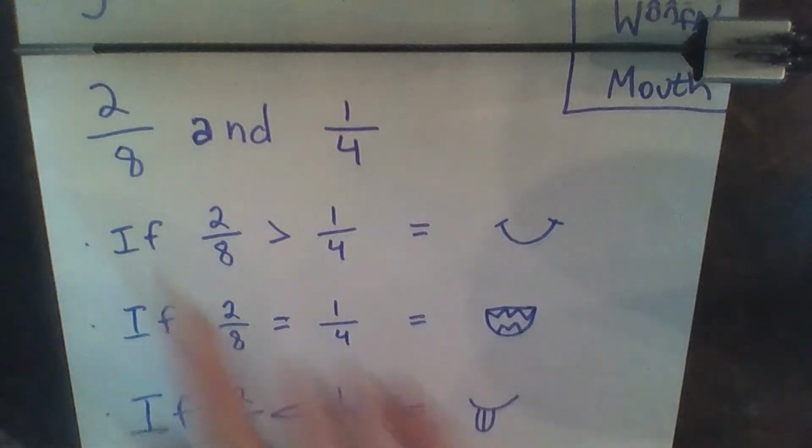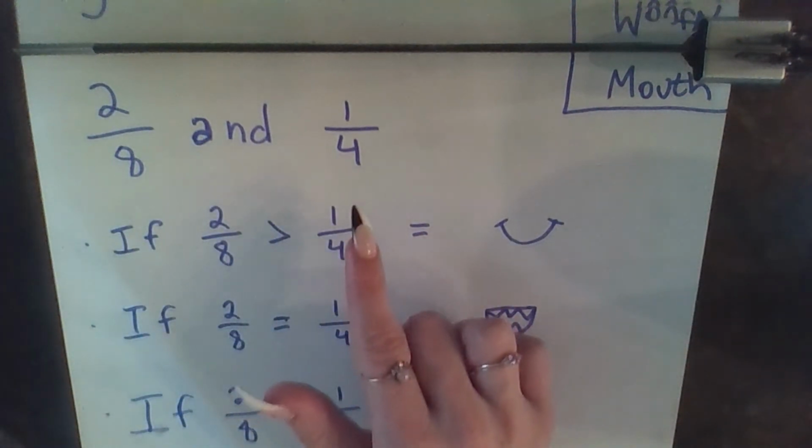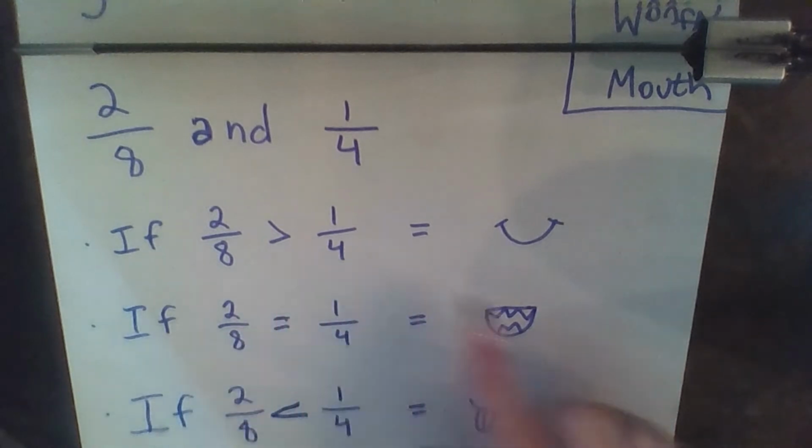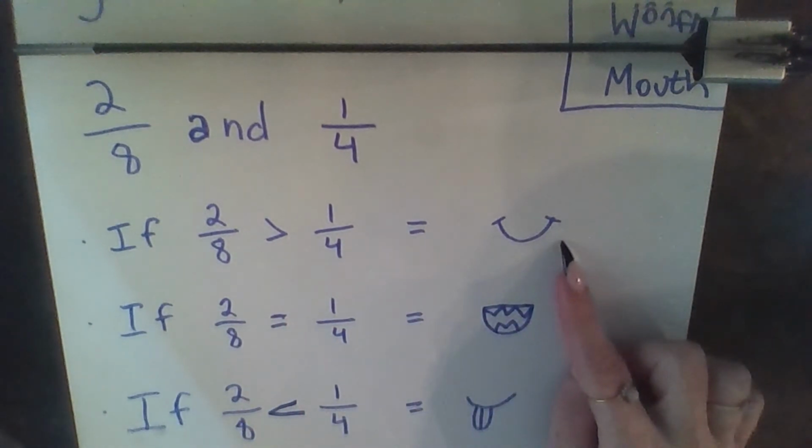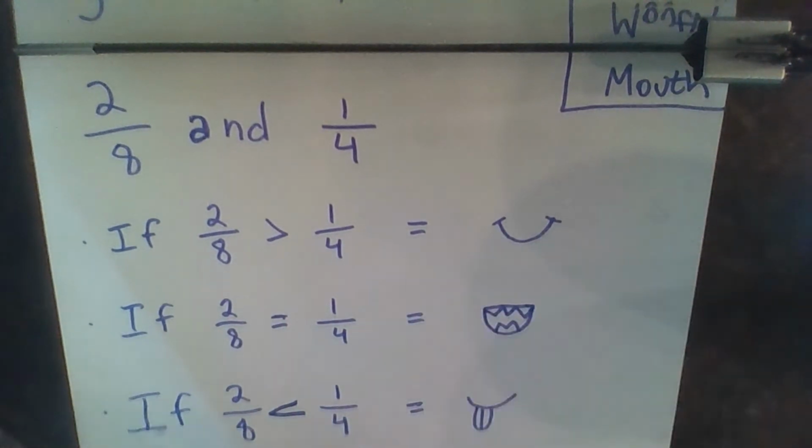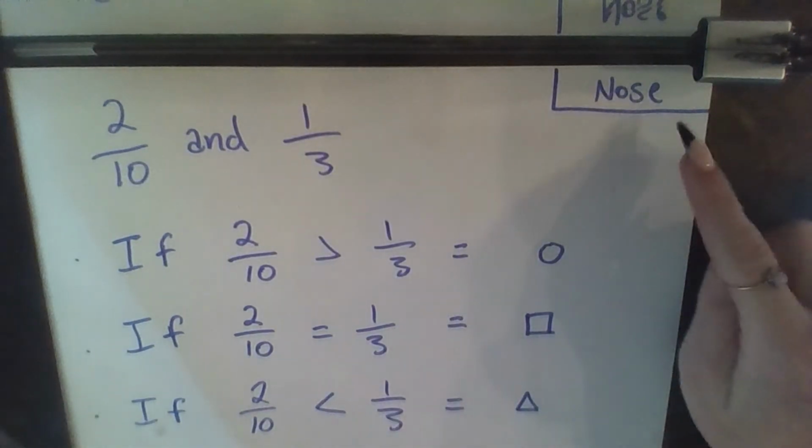The fractions that we have are 2/8 and 1/4. If you think that 2/8 is greater than 1/4, then draw a closed, smiling mouth for your monster. If you think that 2/8 is equal to 1/4, then draw your monster an open mouth with lots of teeth. And then if you think that 2/8 is less than 1/4, then draw your monster a smiling mouth with the tongue sticking out. Now let's give the monster a nose.